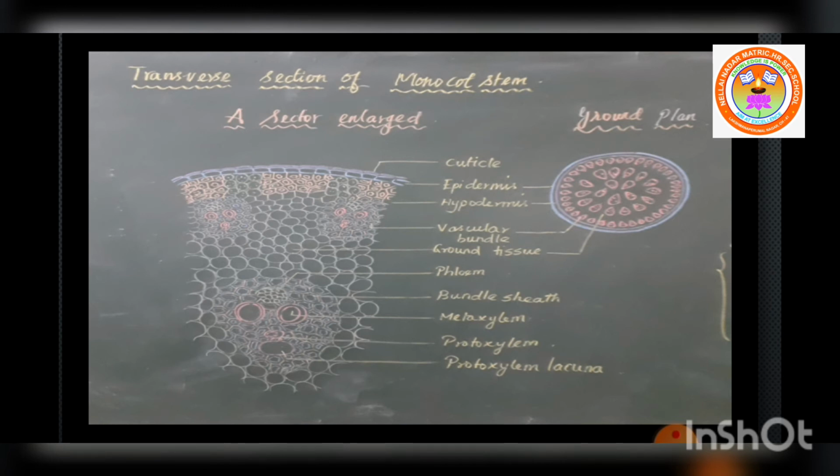Then regarding xylem, protoxylem lacuna is present. This is one of the important characteristic features of monocot stem. Phloem parenchyma and phloem fibers are absent in the case of monocot stem. So there is no pith. So this is about the transverse section of monocot stem.